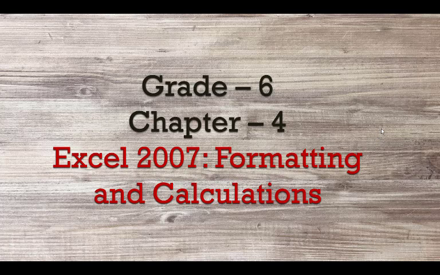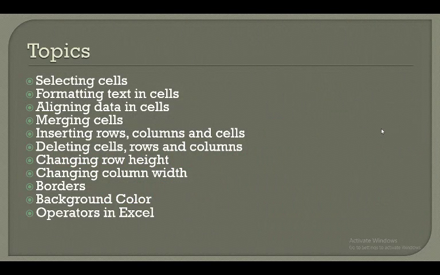Hello students, we'll continue with the next chapter, that is chapter 5, Excel 2007 formatting and calculations. We'll see what are the topics we are going to cover today in this chapter: selecting cells, formatting text in cells, aligning data in cells, merging cells, inserting rows, columns and cells, deleting cells, rows and columns, changing row height, changing column width, borders, background color, operators in Excel. Now we'll see all these topics one by one in detail.